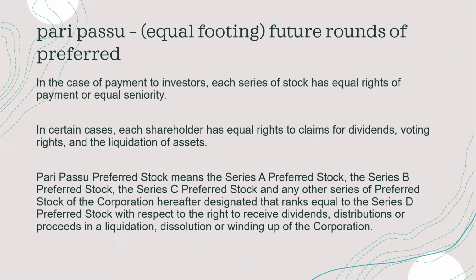Pari passu may not be found in term sheets, but it is important to understand what it means when it comes to future rounds of preferred stock. Most of the preferred stock transactions will include a provision that each series of preferred stock will be treated equally with respect to dividends, distributions, or proceeds in a liquidation of your company.